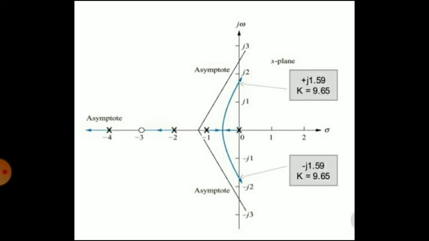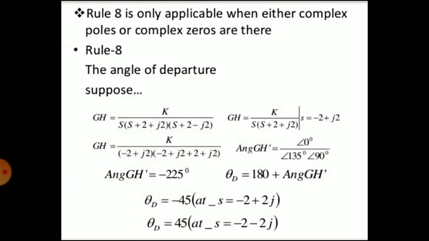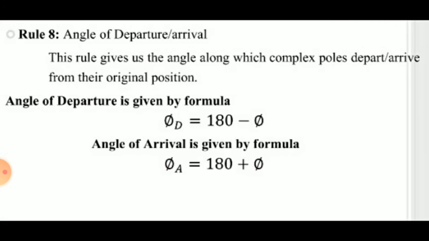Now rule number 8 is only applicable when either complex poles or complex zeros are there. So we have to find out the angle of departure and angle of arrival. So the angle of departure is given by the formula phi d is equal to 180 minus phi, and the angle of arrival is given by the formula phi a is equal to 180 plus phi.